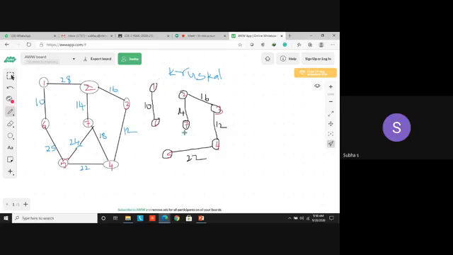Not yet. Okay, then what do you have to do? Find the minimum cost from vertex 5. 24 and 25 are there. Okay, you can choose what? 24. But if I choose 24, what will happen? Cycle formation occurs.